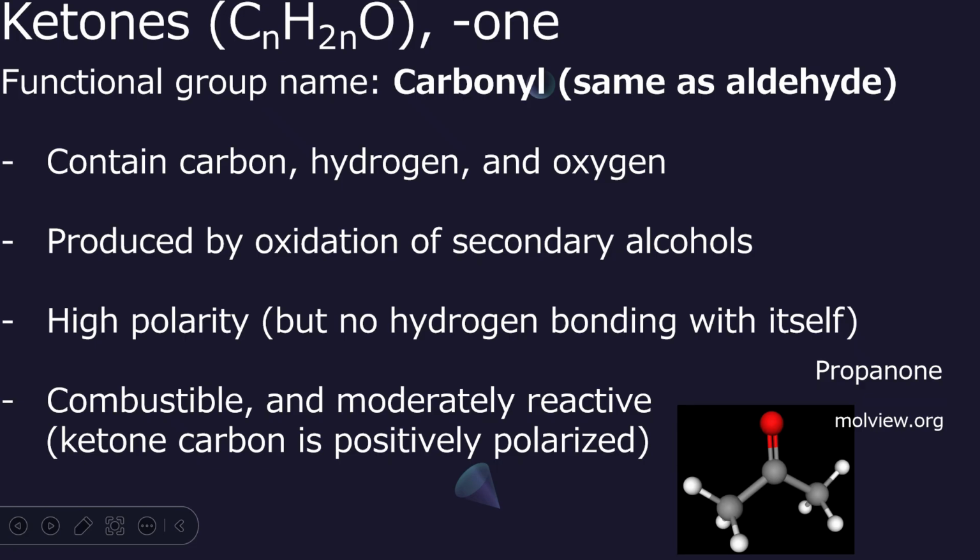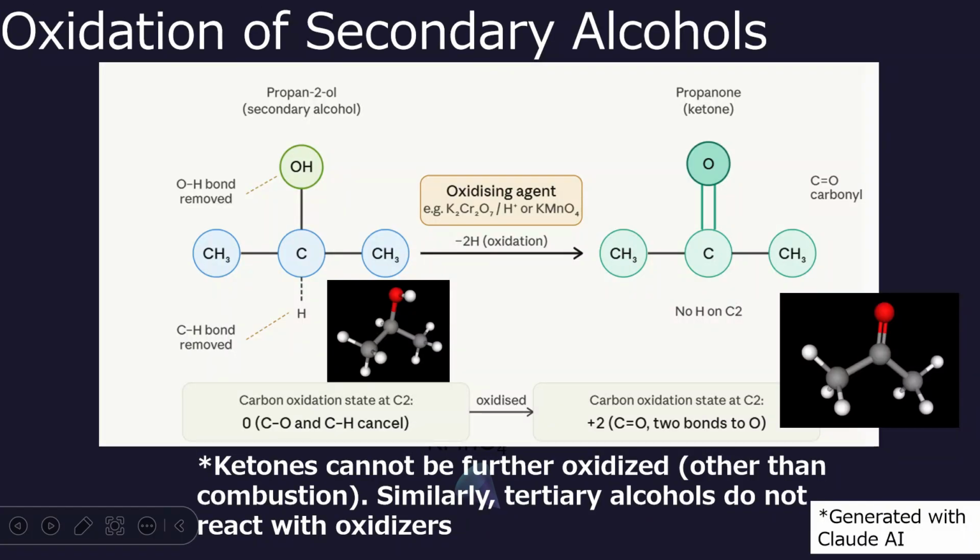Example, propanone here. This is acetone, often used as makeup remover or paint thinner. It's very, very good at dissolving a wide variety of things, and it's very volatile, so it will evaporate quickly. Oxidation of secondary alcohols. So just showing a little visualization here again. I've already shown this slide, but just to review. Ketones cannot be further oxidized once they get here. Similarly, tertiary alcohols do not react with oxidizers.